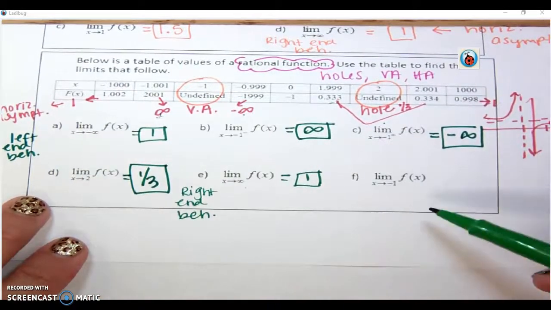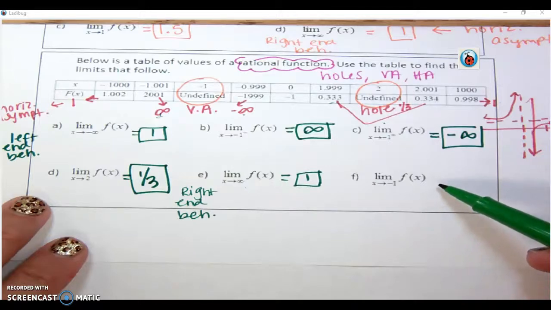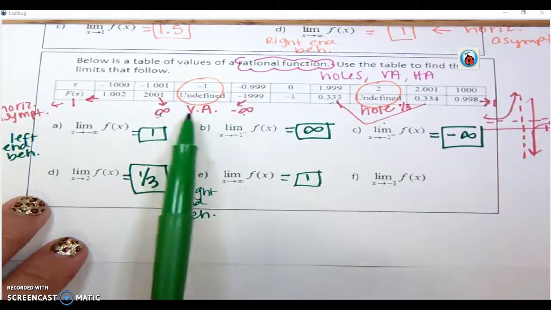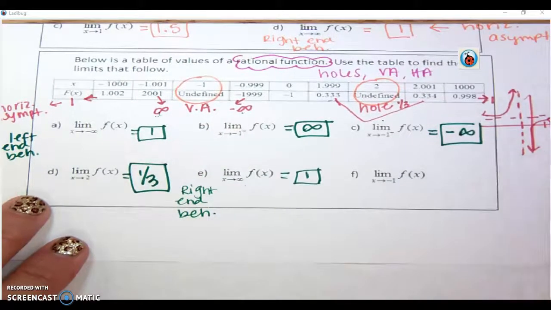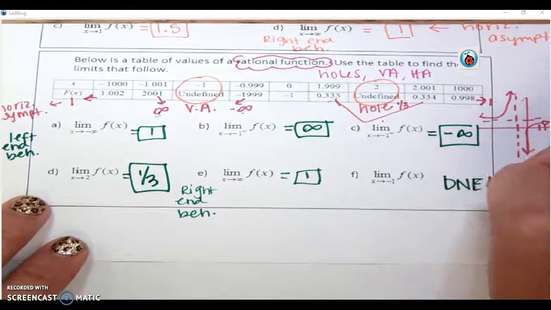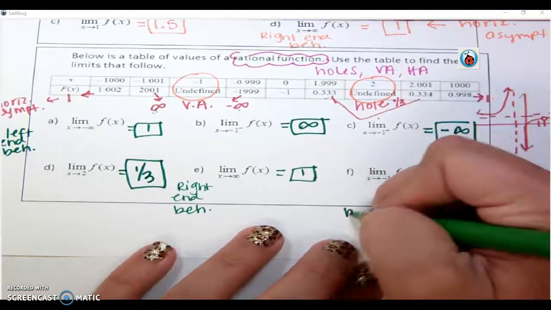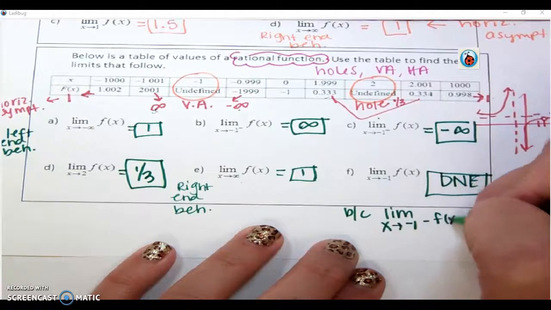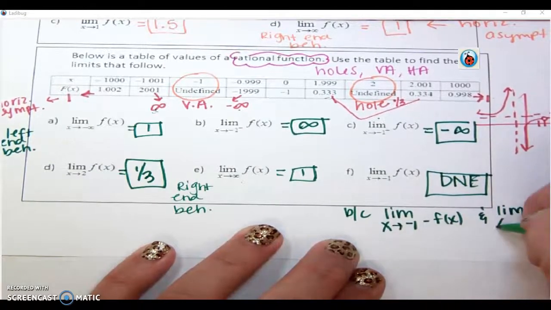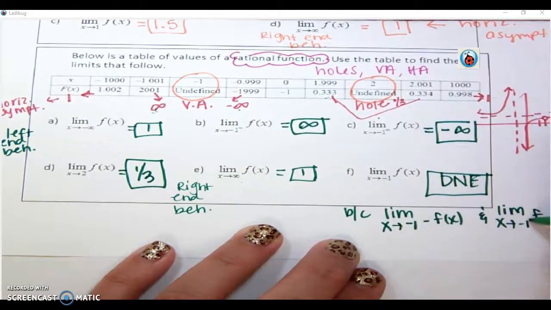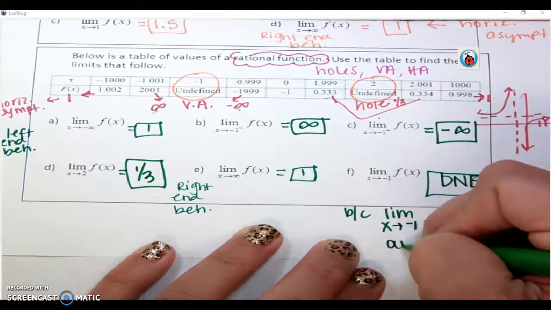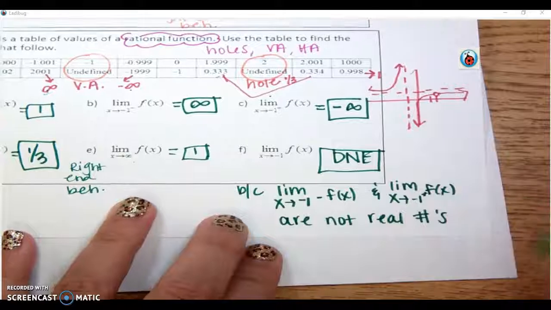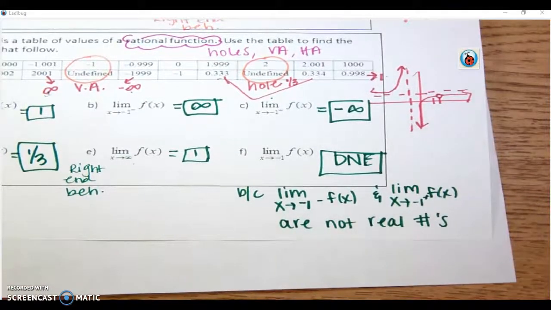And then the last one, the limit as x approaches negative 1. Well, we already said it comes in from the left and the right as positive infinity and negative infinity. Those are not real numbers, so that means this doesn't exist. That's because the limit as x approaches negative 1 from the left and from the right are not real numbers, and we can't have a limit that's not a real number.